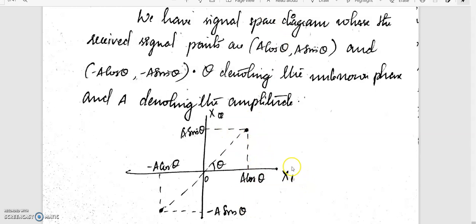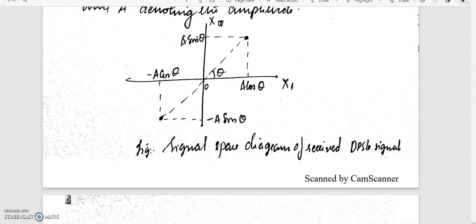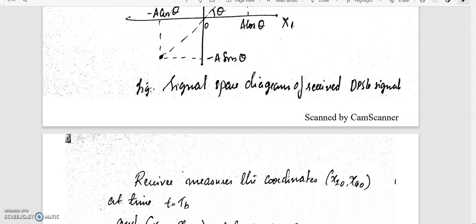That is, we have the in phase component as A cos theta and the quadrature phase component as A sin theta, and minus A cos theta and minus A sin theta. So this is a signal space diagram where we have the received points. Theta is our unknown phase, and A denotes the amplitude. Okay, let this be my received signal that I plotted in the signal space diagram.